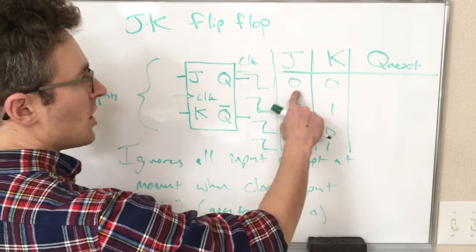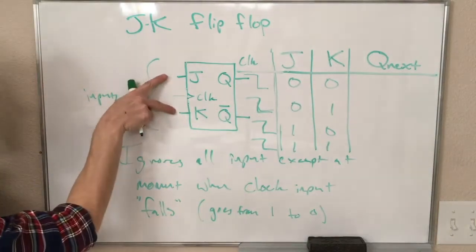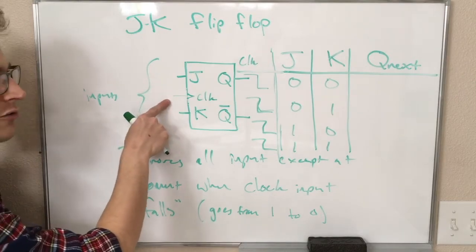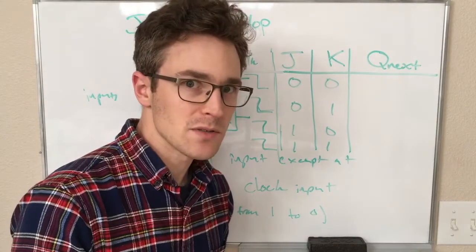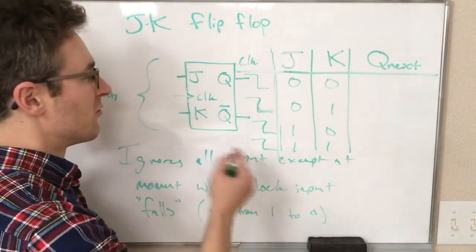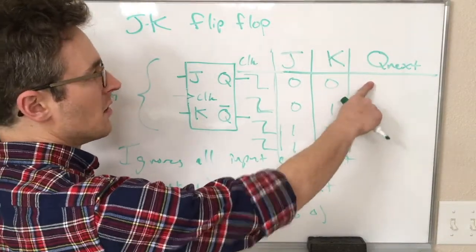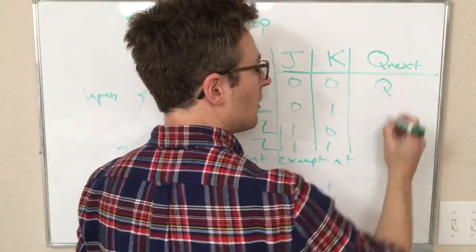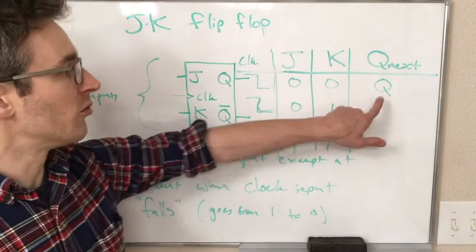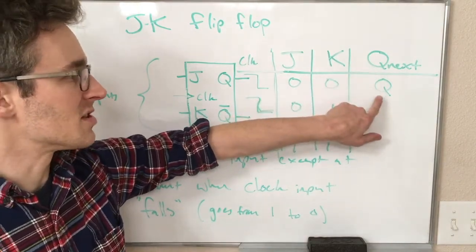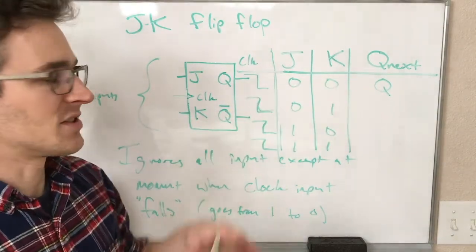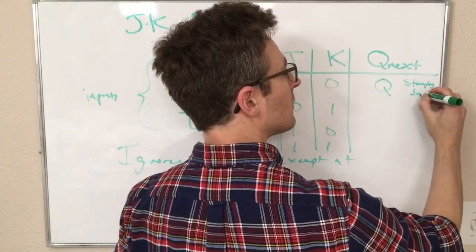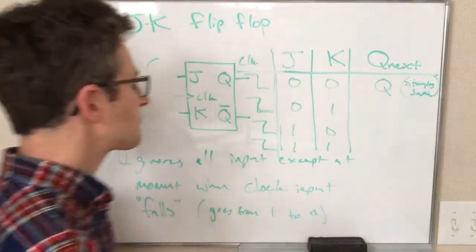Okay, so if J and K are both 0, when the clock falls, when the clock goes from on to off, nothing happens. The state of the flip-flop is preserved, and the next output value is the same as whatever the previous output value was. So this is the old value of Q. So the new value of Q is the same as the old value of Q, which means we are just staying in the same state. Staying the same.